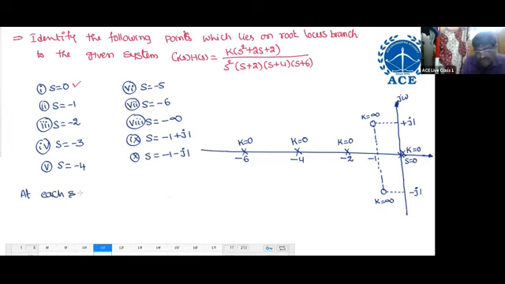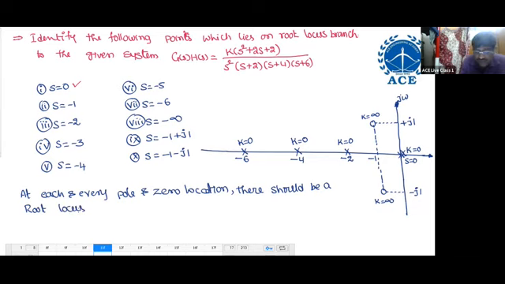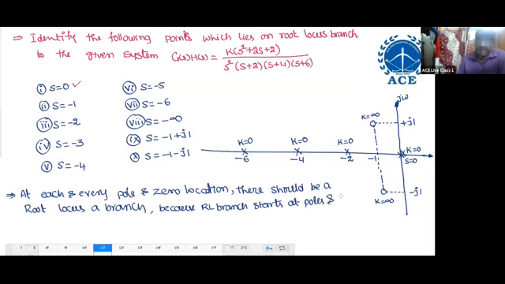At each and every pole and 0 location, there should be a root locus branch, because a root locus branch starts at poles and ends at zeros.